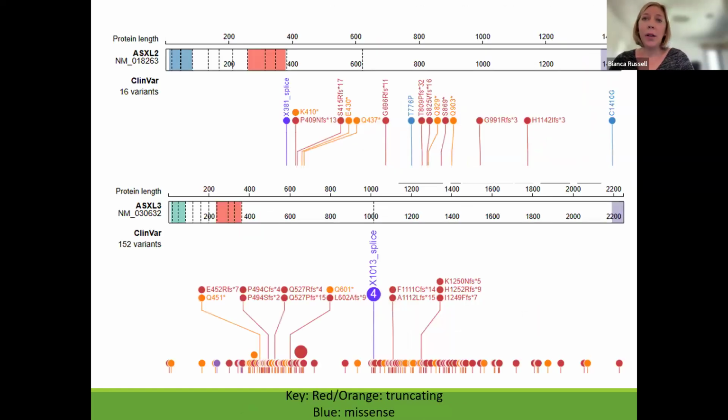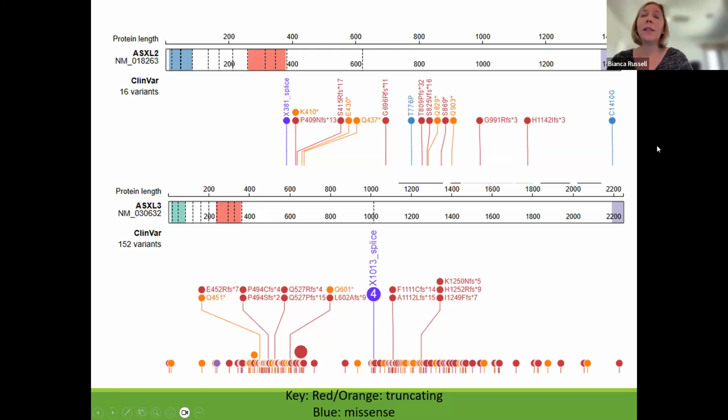When we look at ASXL2 and ASXL3, we see a pretty similar pattern. This one's not from a publication, it's from a program called ProteinPaint, and it again is mapping variations from ClinVar. So these are what labs have called as disease causing. The little lollipops that are in red or orange are truncating variants, and the blue are missense variants. And these are all things that the lab has called as disease causing, either pathogenic or likely pathogenic.